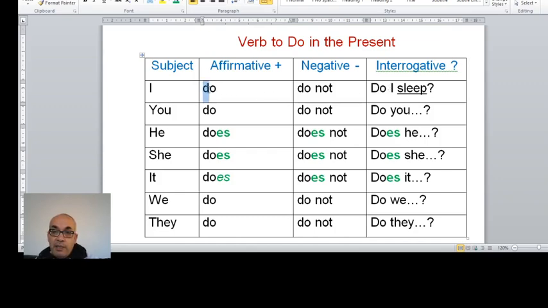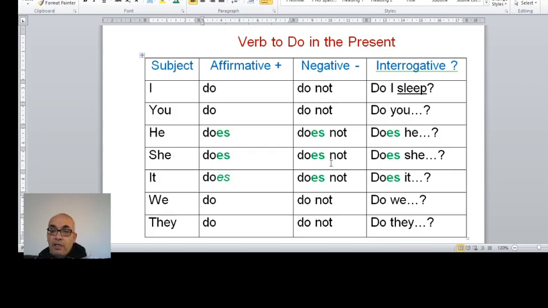So again I repeat, the present simple is here, and it is how many verbs? Yes, you said one verb, well done. I do, I do not, and the question, do I sleep? You do, you do not, do I or do you sleep? He does not, does he sleep? Again we use here does. With he and she and it, we use does, and I put it in green for you, so you remember.